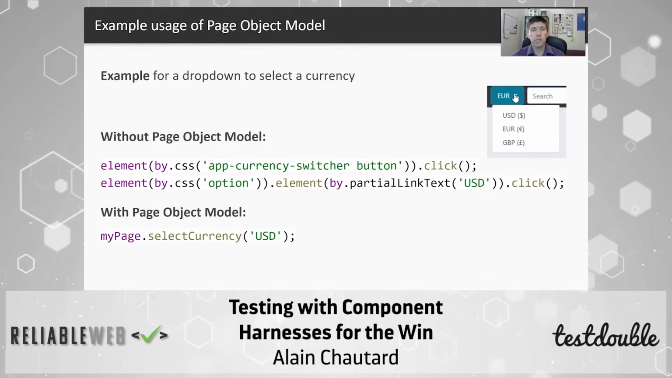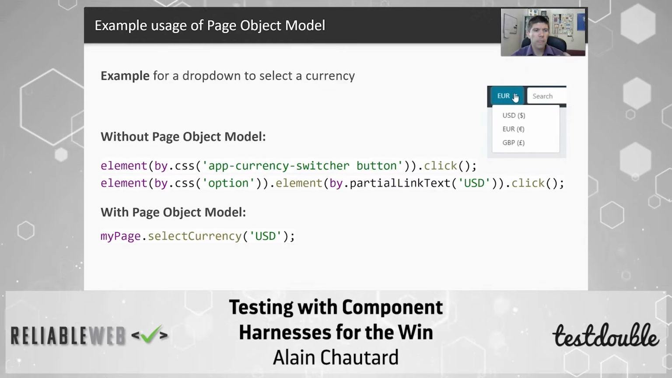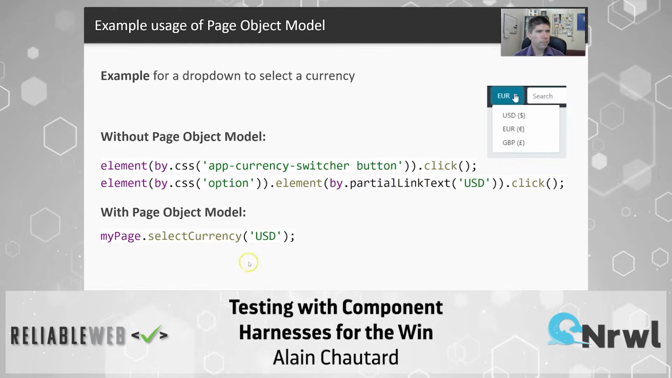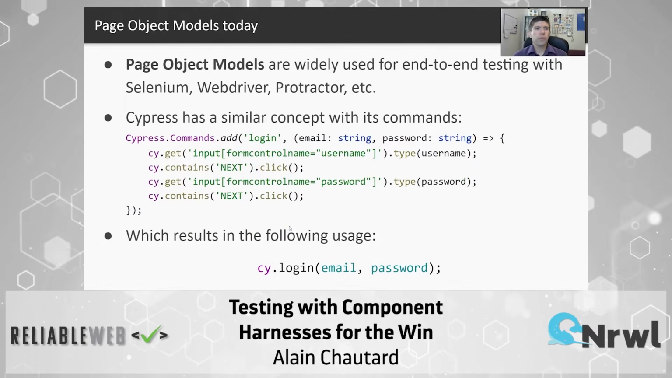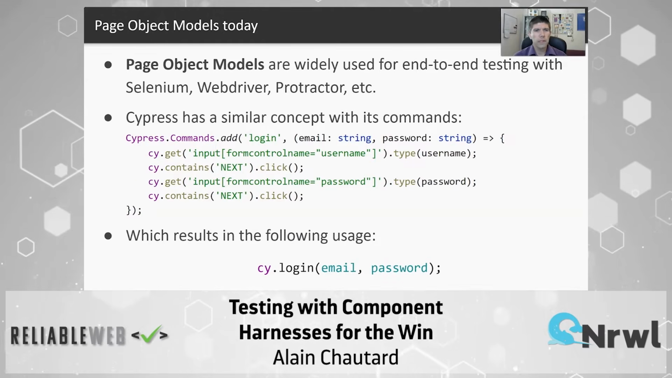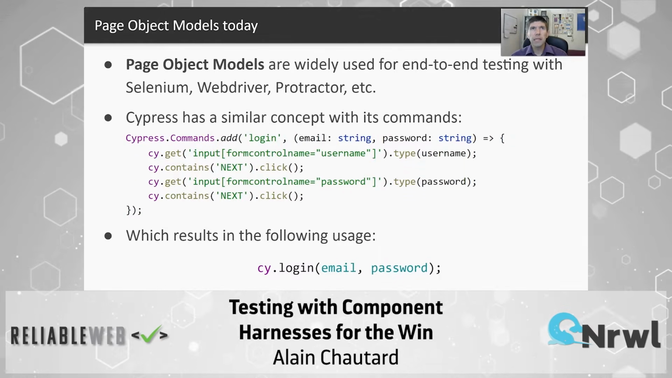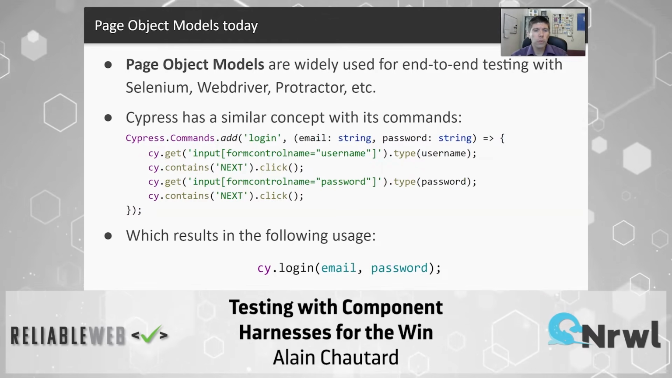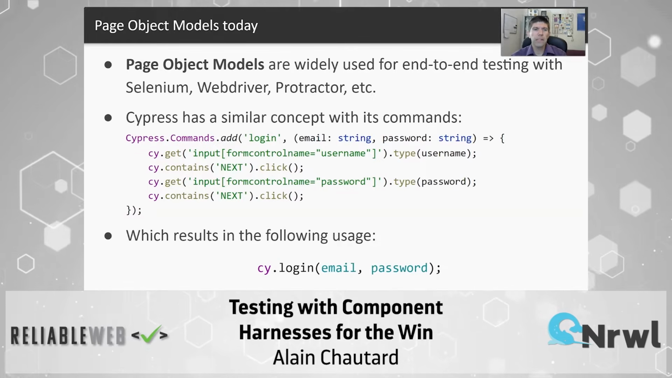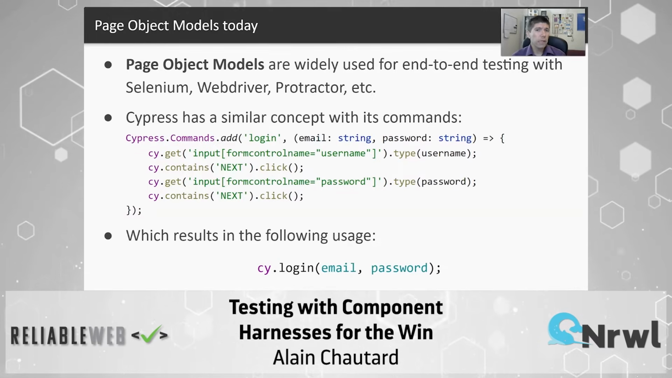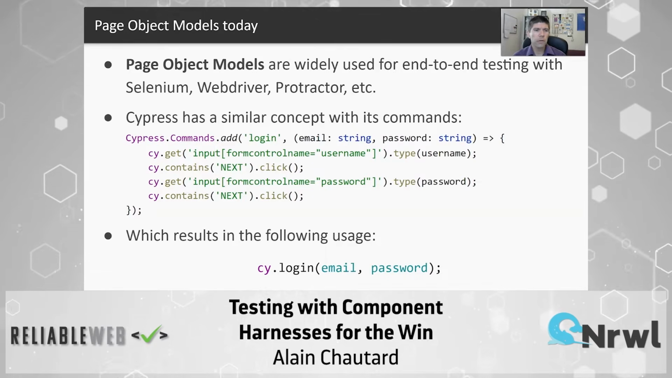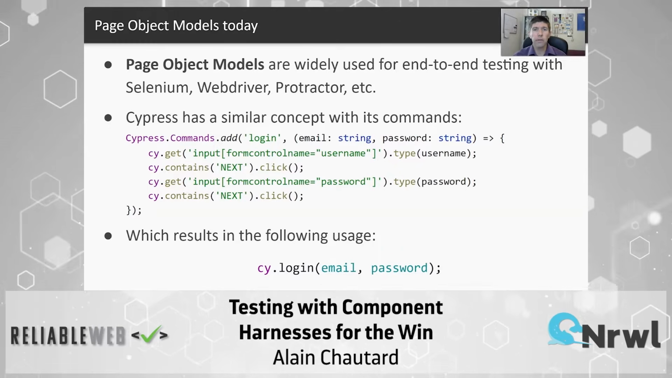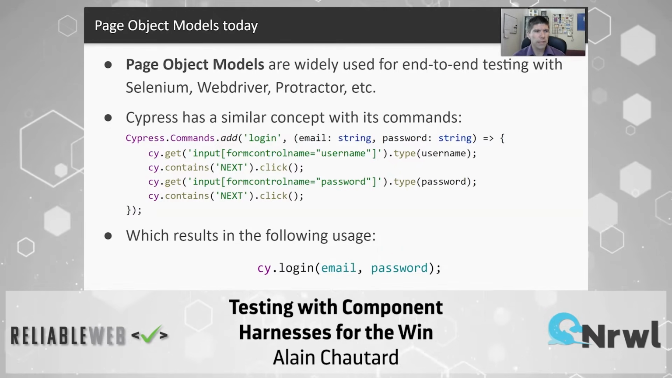So we call a select currency function. We don't know how it gets done. That's kind of hidden from the test writer at that point. So these page object models are pretty widely used in end-to-end testing. They really make it easier to reuse code, to provide an API that is going to allow you to write test after test after test and maintain readability, reusing these common instructions and selectors instead of copy-pasting them around, having them in just one place, and then using this high-level API to write the test itself.